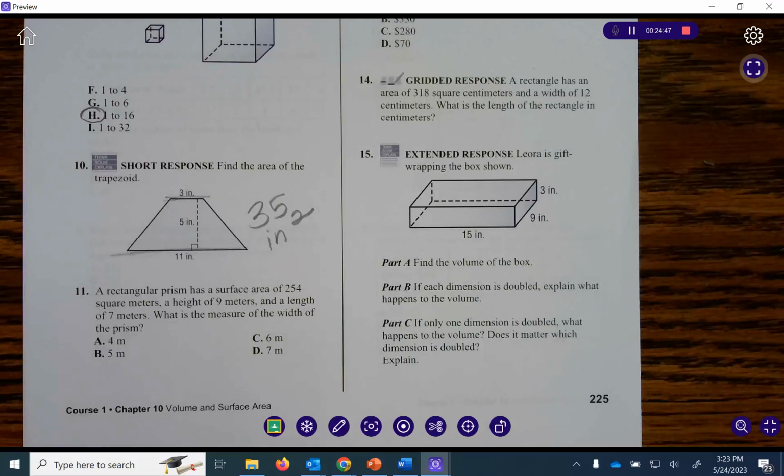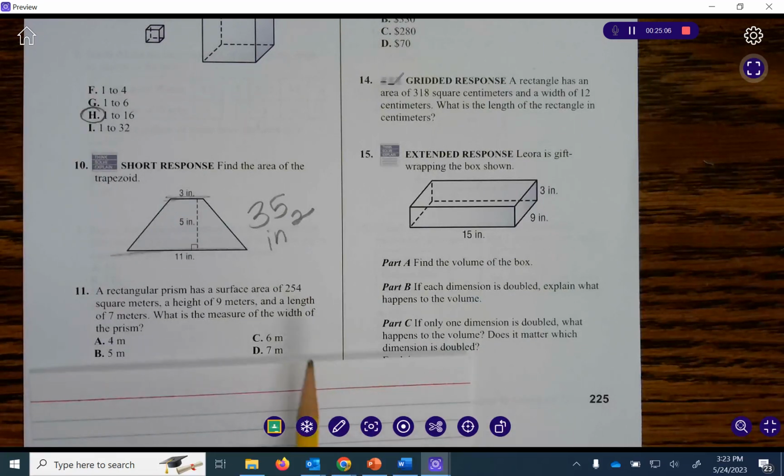Okay, question number 11. All right, I need 2 index cards for this one. It's a little bit longer. Okay. A rectangular prism has a surface area of 254 square meters, a height of 9 meters, and a length of 7 meters. What is the measure of the width of the prism?